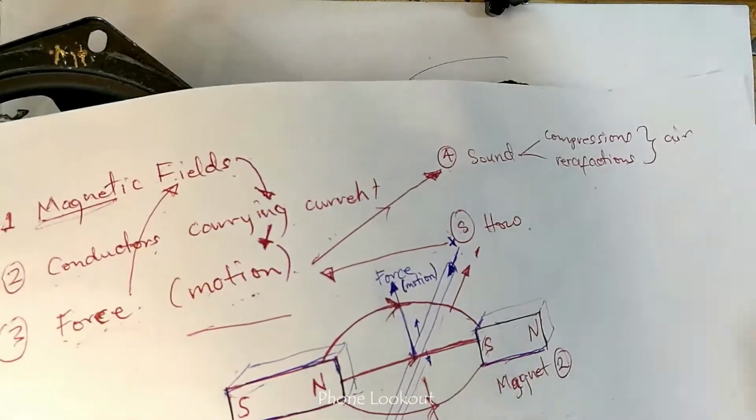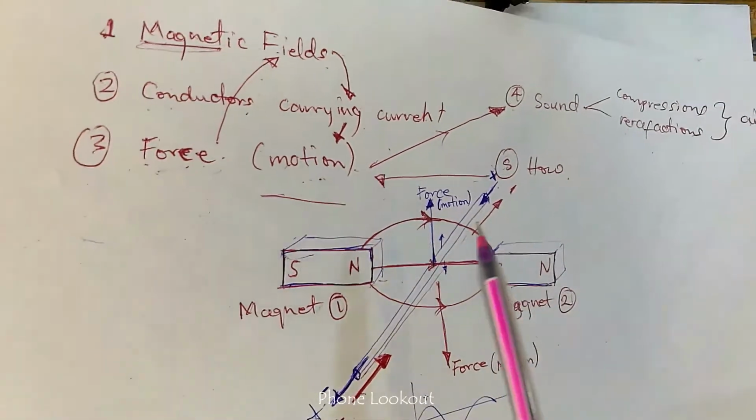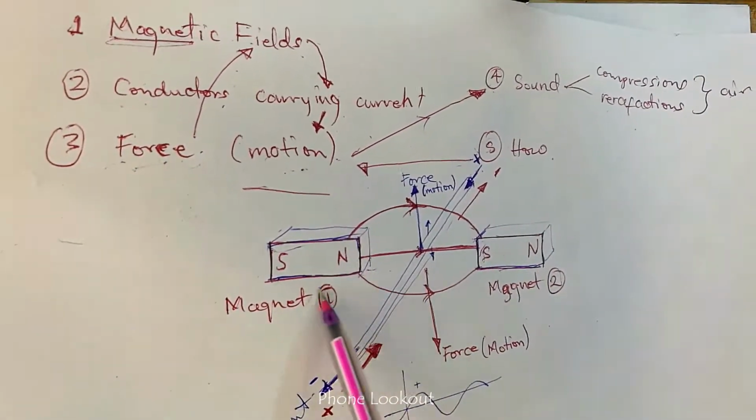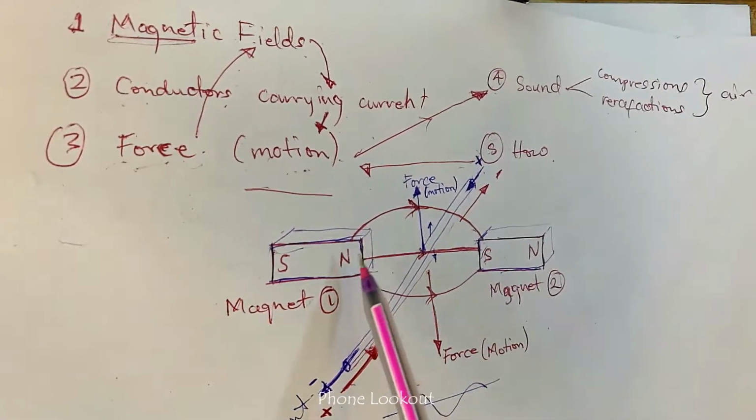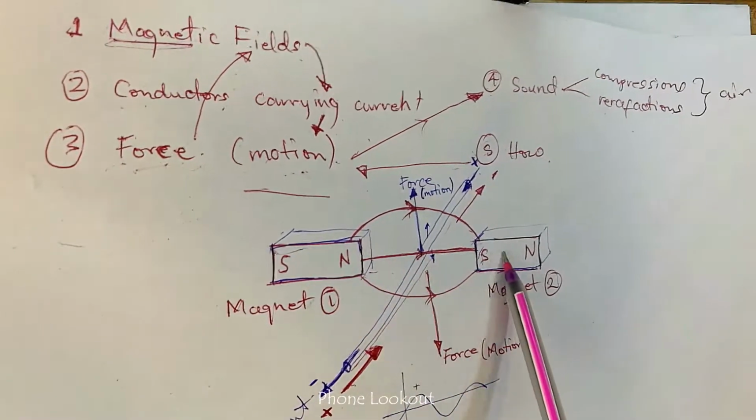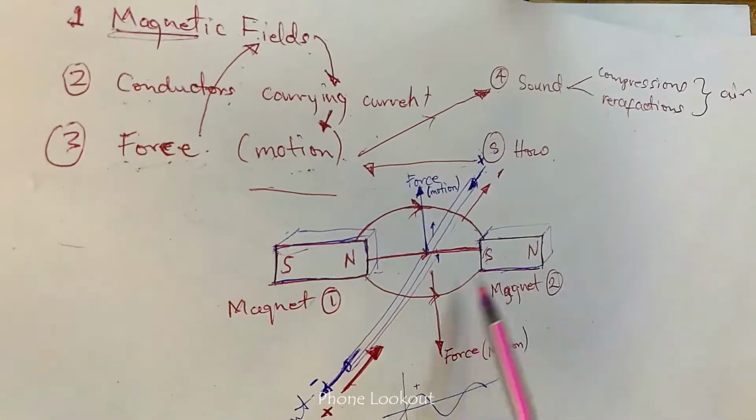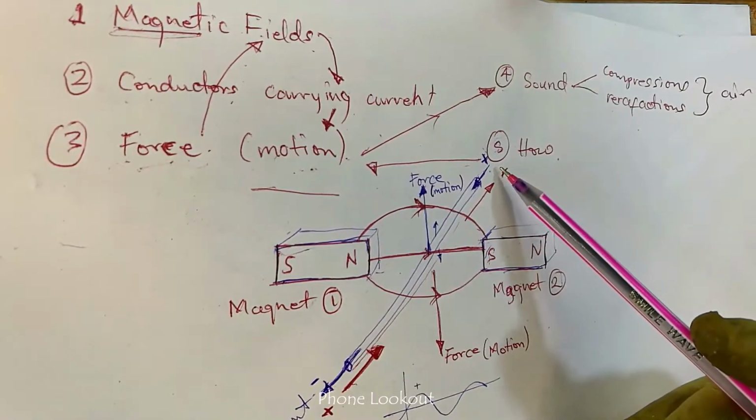Okay, and so we said that when you have a permanent magnetic field in between two poles of a permanent magnet, magnet 1 and 2, then you have a conductor in between them.